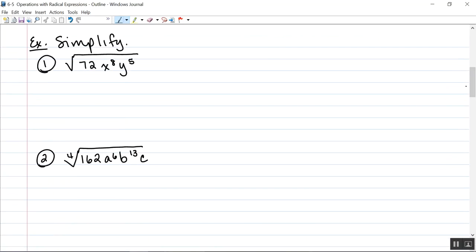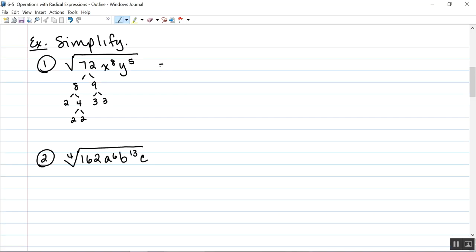Simplify, number 1, the square root of 72 x to the 8th, y to the 5th. And we did problems like this in Algebra 1. So we're going to start with 72. Square root of 72 is not an exact number, so I'm going to factor tree that. A lot of different ways you can do that. 8 and 9, 2, 4, 2, 2, 3, 3.